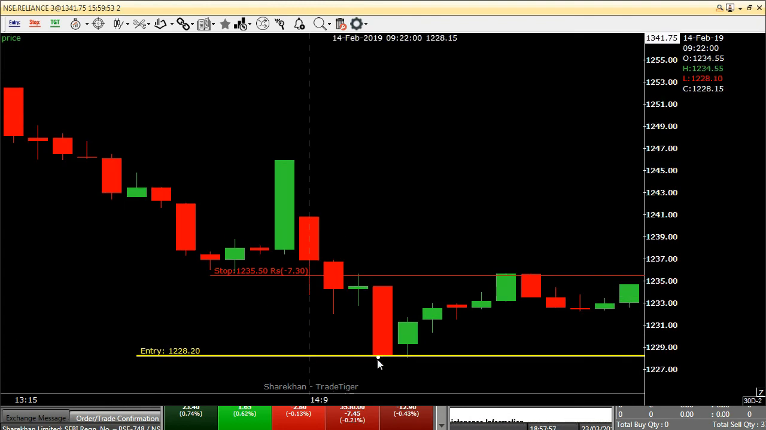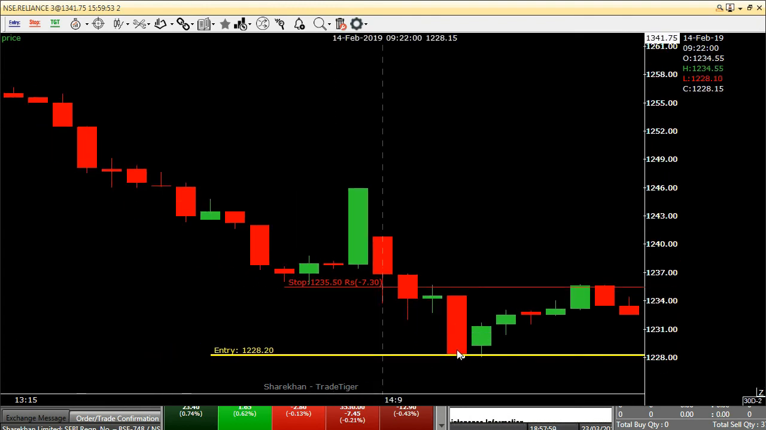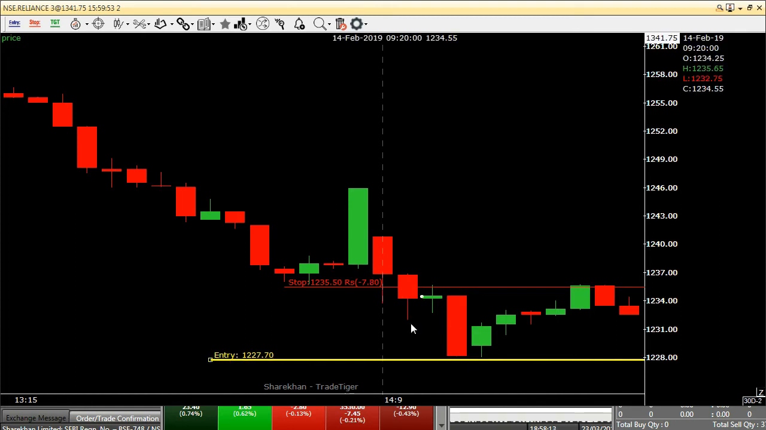See, I have told you I have to put the tick by tick value, right? 3 ticks. The low is 1228.10, so we have to put it at 1227.50 around. So it will be a 50 paisa buffer value. See, the order is not triggered at this level, and the same here, the stop loss is also the same thing. You have to give much attention to these things also.